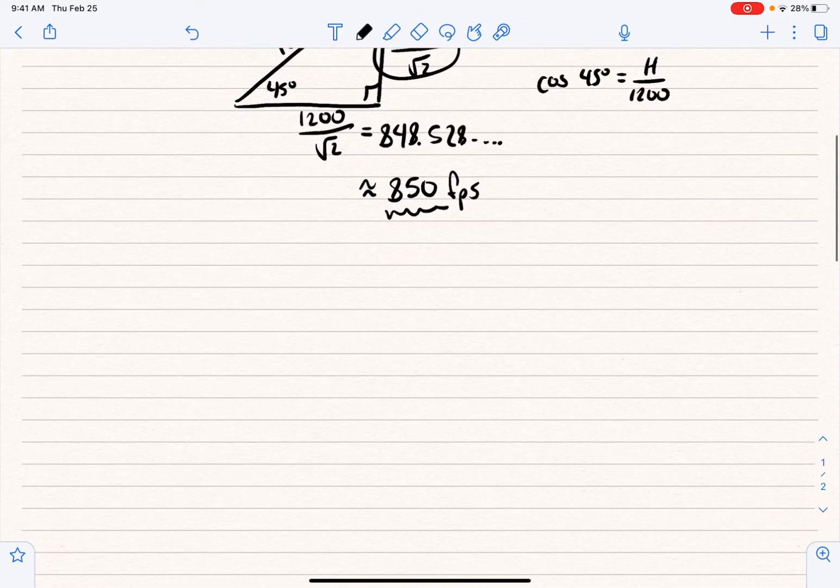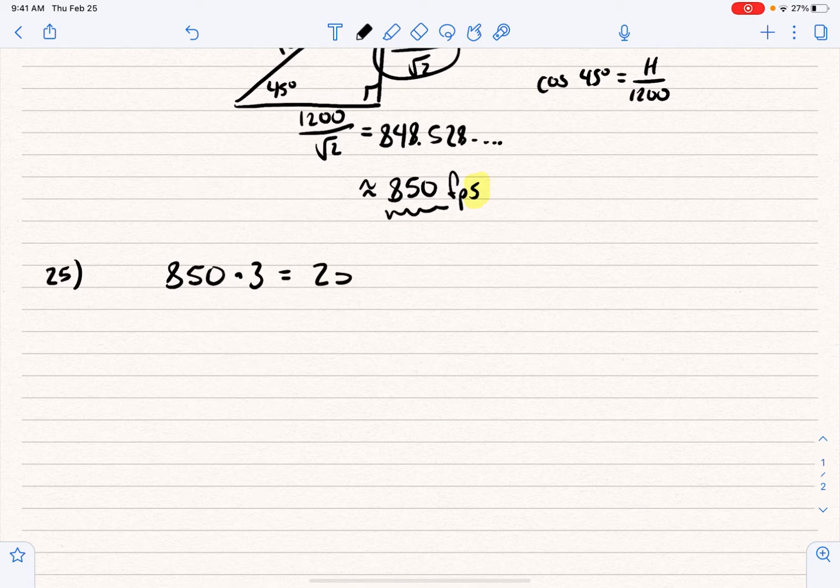All right, number 25. Number 25 says distance traveled by a bullet. Use the results in problem 23 to find the horizontal distance traveled by the bullet in 3 seconds. Because remember, this was feet per second. Well, super easy question. All you had to do is go, well, 850 times 3 seconds, which would give you what? 2,550 feet. Okay, 2,550 feet. I'm going to make sure that as I'm doing these, my answers correlate with what's in the back.